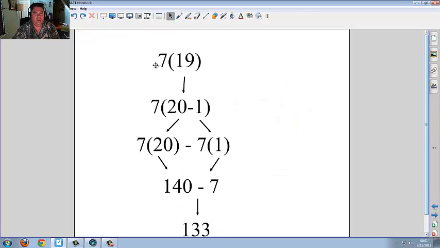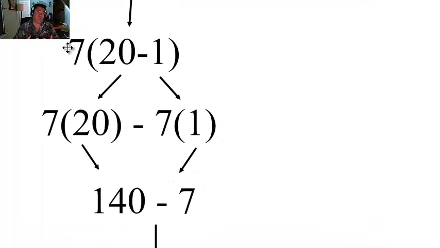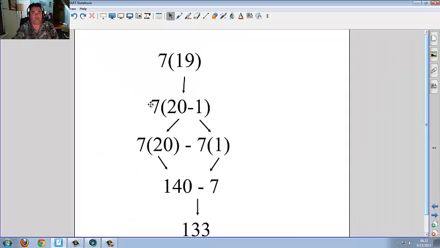Take a look here. 7 times 19. In this case here, 19 is just 1 away from 20, so instead of 19, I'll put 20 minus 1. 7 times 20, well, 7 times 2 is 14, plus a 0 makes 140. 7 times 1 is 7, so 140 minus 7, I'm getting 133. Just a way of doing it in your head, where 7 times 19 might be difficult.